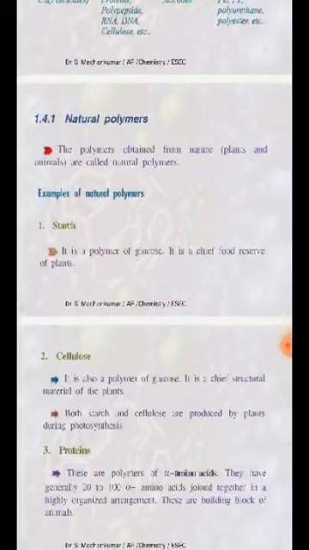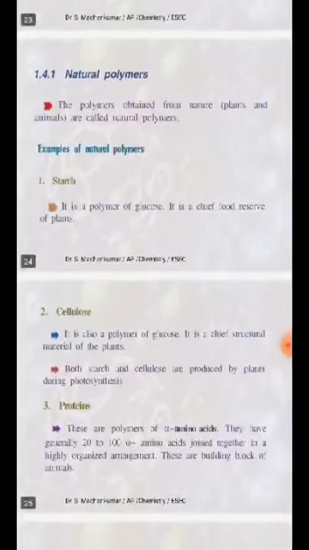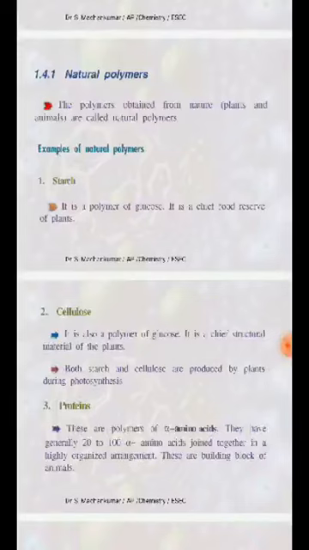Both starch and cellulose are produced by plants during photosynthesis. Third one, natural polymers of protein. These are the polymers of alpha amino acids. Generally 20 to 100 alpha amino acids are joined together in a highly organized arrangement. These are the building blocks of animals.